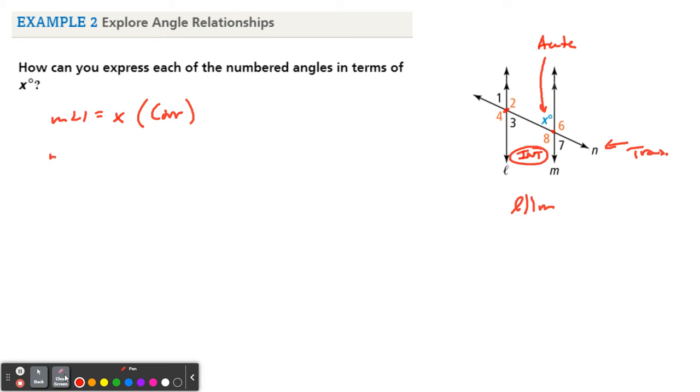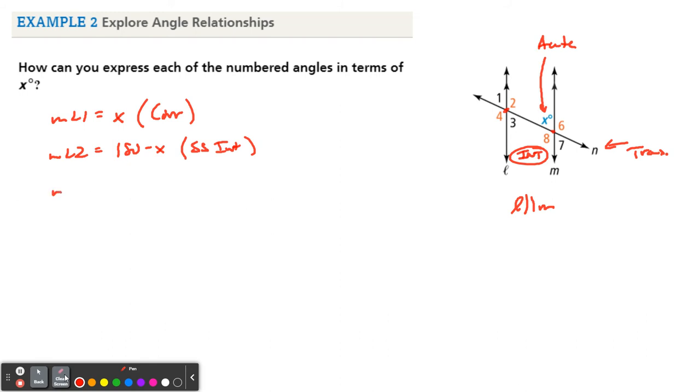To find the measure of angle 2, let's see where angle 2 is. Angle 2 is right here. Angle 2 and x are in the interior, and they're both above the transversal. They're on the same side of the transversal. They are same side interior, so they would be supplementary. If you know x, you're going to take 180 and subtract x. And again, that's because they're same side interior.